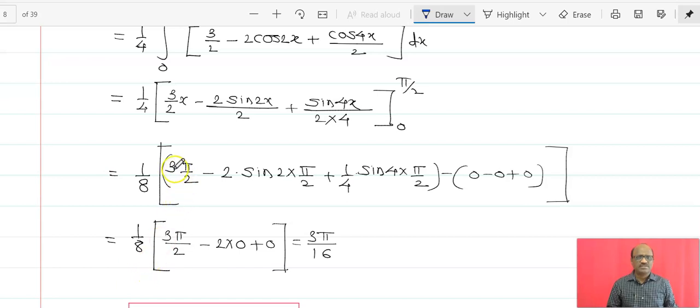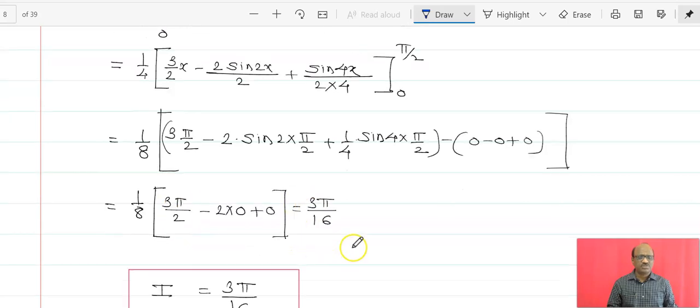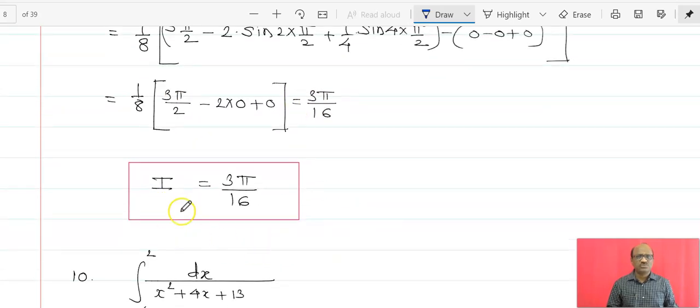And that is 3 pi by 2. What about here? 2 gets cancelled. You will get sine pi, and the value of sine pi is 0. Again here is sine of 2 pi. What about the sine of 2 pi? That is 4 into pi by 2, which means sine of 2 pi, and sine of 2 pi is 0. Here is 0, and overall here is also 0. That is 1 by 8 into 3 pi by 2, and that is 3 pi upon 16. And therefore I is equal to 3 pi by 16, the answer.